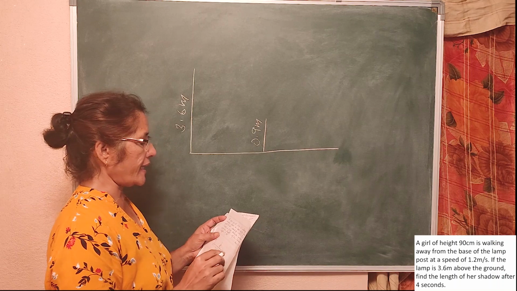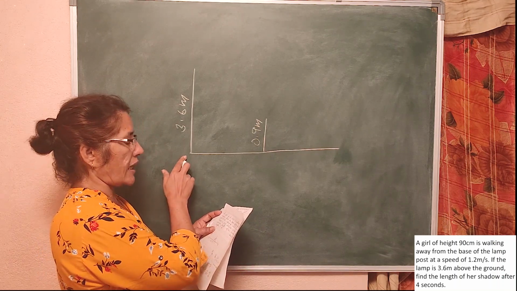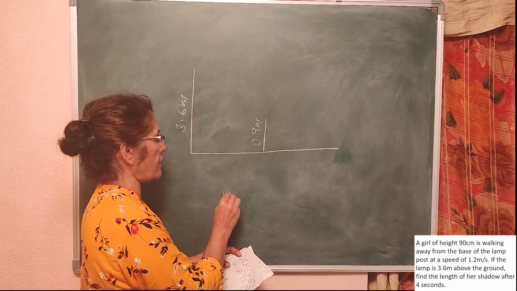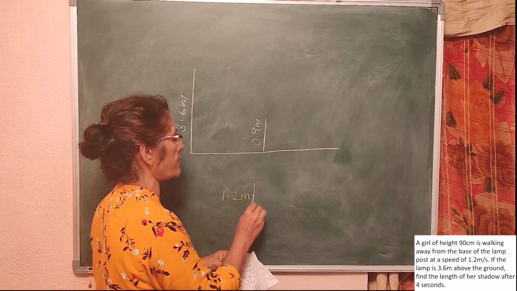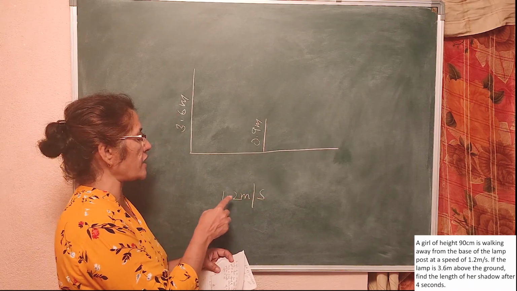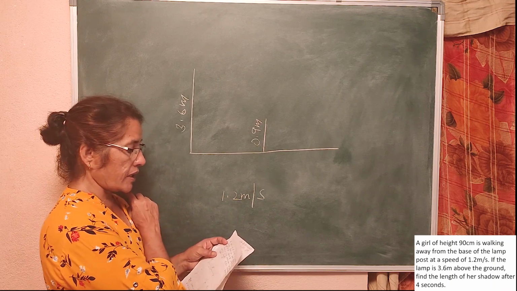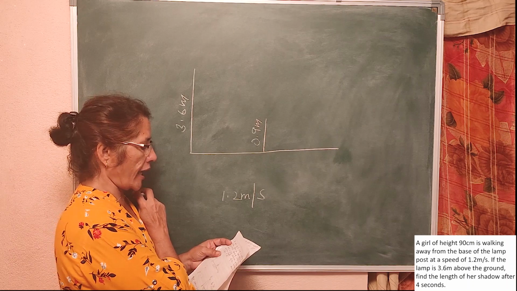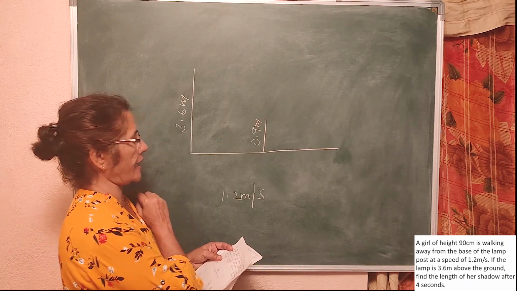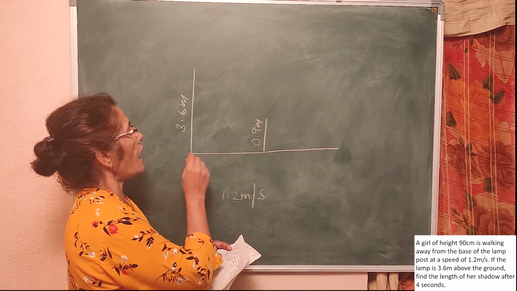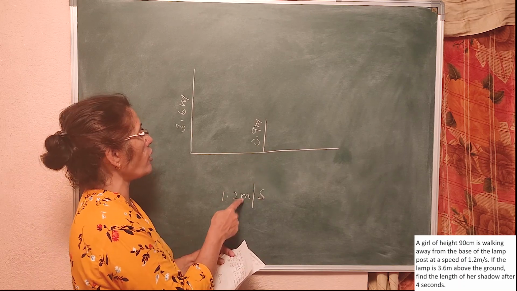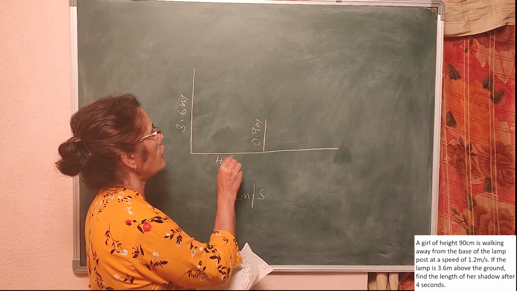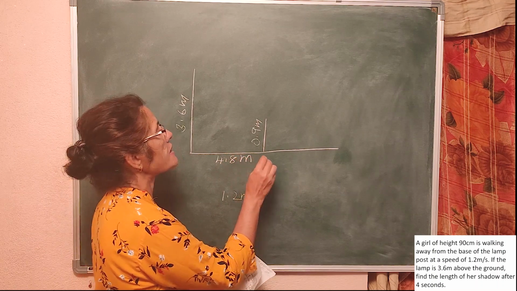She is walking away from the base of the lamp post at the speed of 1.2 meter per second. What is the meaning of this? In 1 second, she walks 1.2 meter. What have they asked? What is the length of her shadow after 4 seconds? So, after 4 seconds, how much does she walk? 1.2 into 4. So, the distance covered is 4.8 meters.